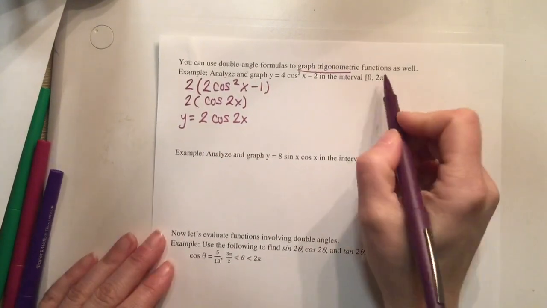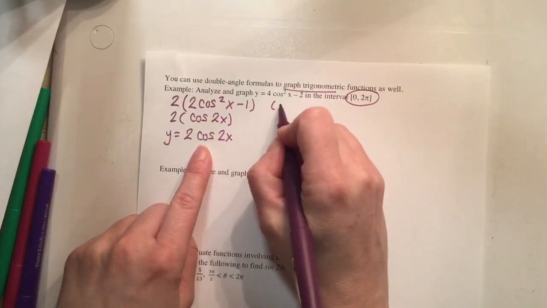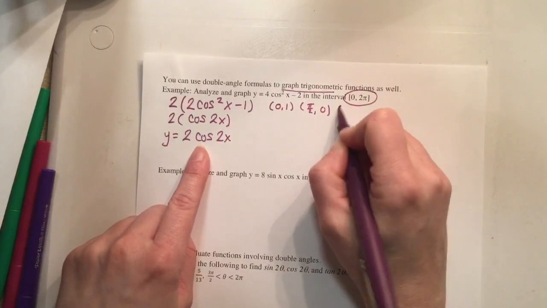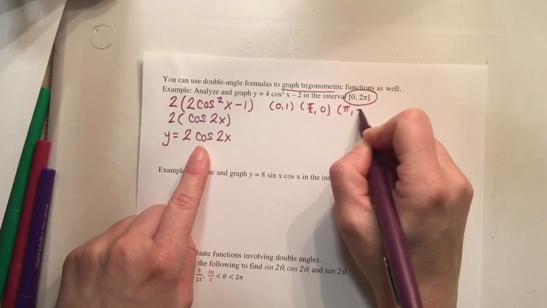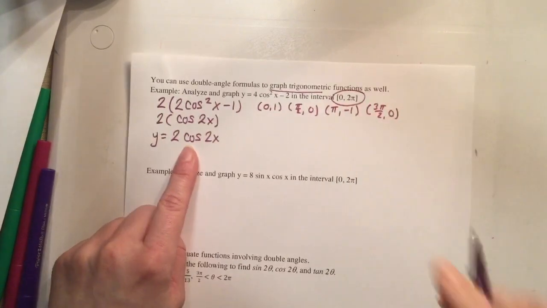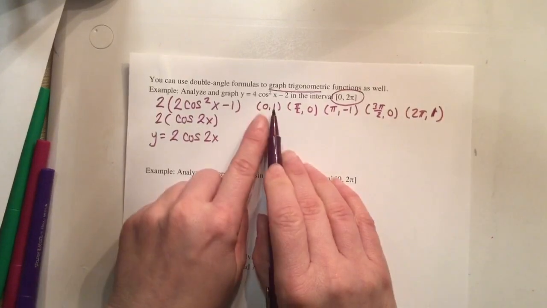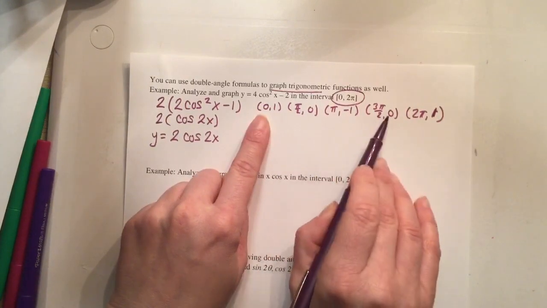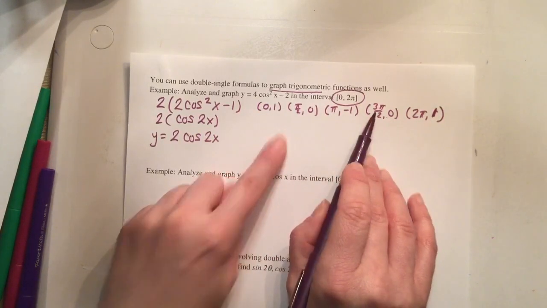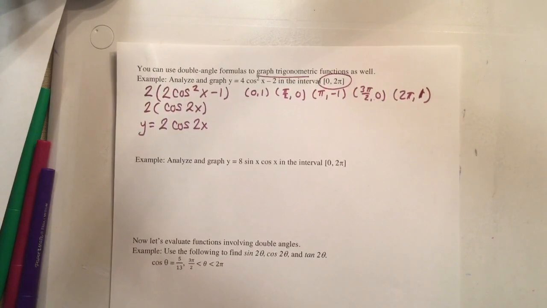They want us to graph it over the interval 0 to 2 pi. Cosine starts at 1, so 0, 1. Then at pi over 2, we have an intercept. At pi, we go down to negative 1. At 3 pi over 2, we are back at an intercept. And at 2 pi, we are back at 1. So remember, it goes high point, intercept, low point, intercept, high point. And your x values are 0, pi over 2, pi, 3 pi over 2, and 2 pi. They did not review that with us because they're hoping that you still remember that.